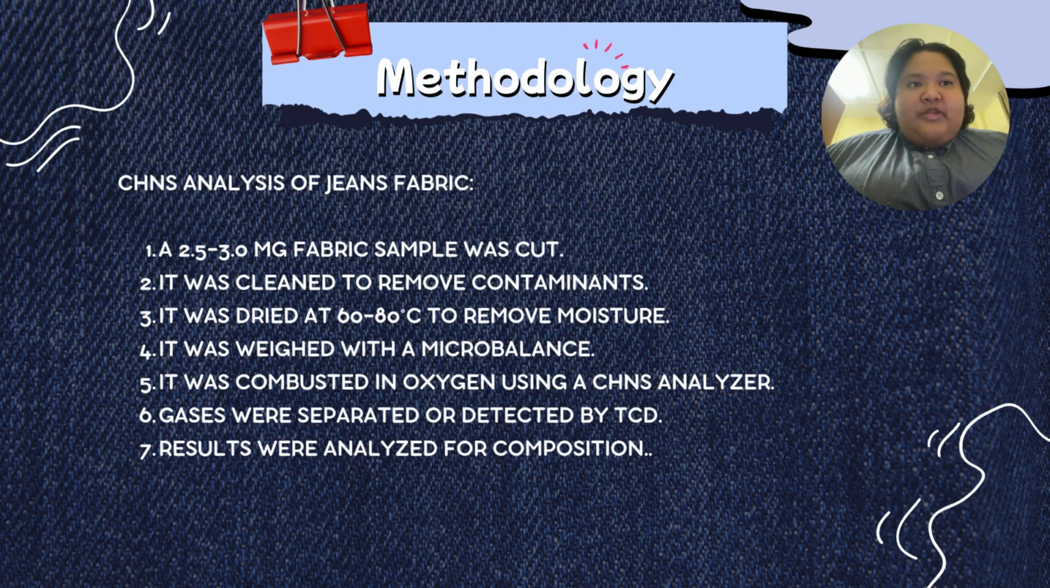Okay, so we move on to the methodology of CHNS analysis of jeans fabric. First step, a 2.5 to 3.0 milligram fabric sample was cut. Next, the sample was cleaned to remove contaminants. After that, the sample was dried at 60 to 80 degrees Celsius to remove moisture. Then it was weighed with a microbalance. After that, it was combusted in oxygen using a CHNS analyzer. Then the gases were separated and detected by TCD. The last step, the results were analyzed for composition.